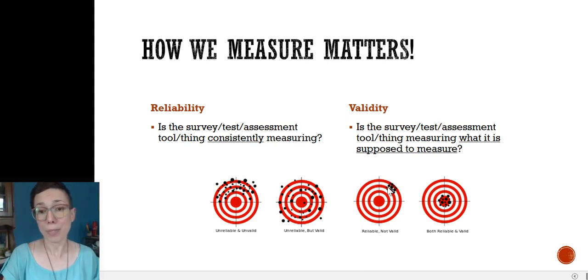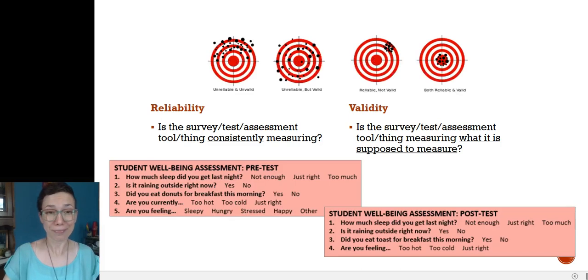Over here, we see all the dots are grouped together. This is indeed reliable. However, it's not valid because it's not hitting the mark. They're all measuring something similar, but not what they're supposed to be measuring. And finally, we see both reliability and validity. No matter how many times I administer this survey, people's responses are going to be pretty consistent in terms of what's being asked, and it's actually measuring what it's supposed to measure.